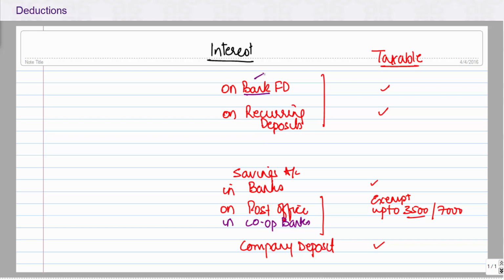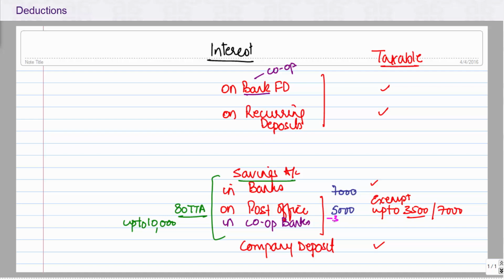Bank FD will include cooperative banks. Now you have a deduction under 80TTA, which is up to 10,000, but that deduction is only for savings account. So if I have a post office interest, let's say 5,000, and bank savings account interest of 7,000, what do we do?